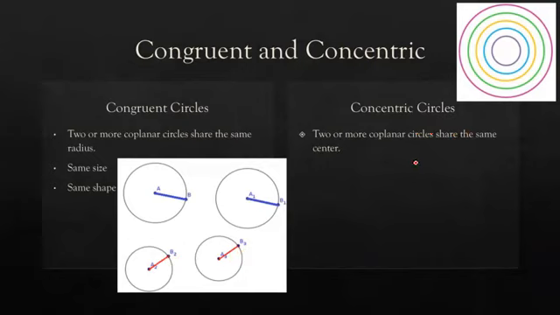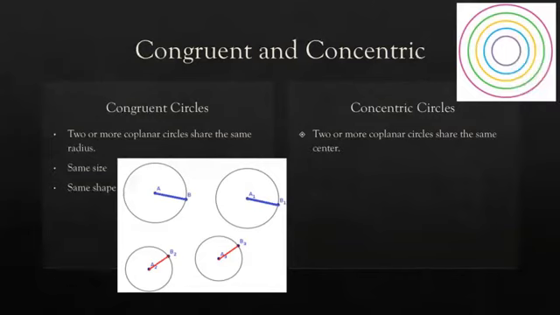Concentric circles are two or more coplanar circles that share the same center. If we look at these rainbow circles up here, all of these circles have this same center. So the blue one and the yellow and the green and the purple, they all share that center.